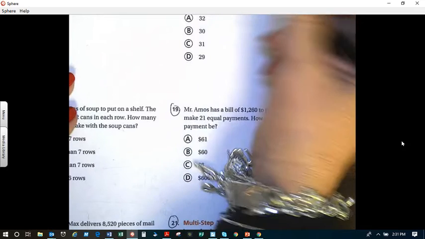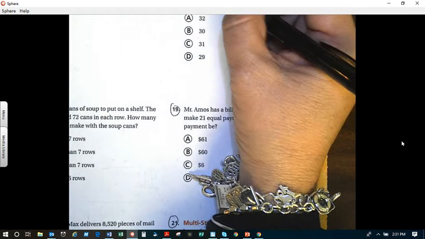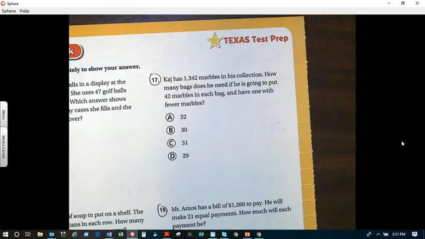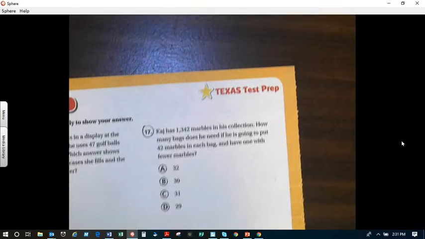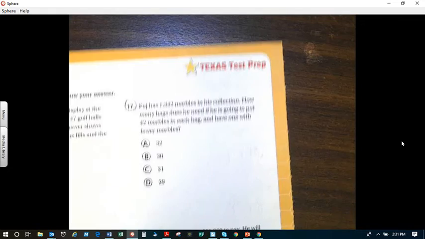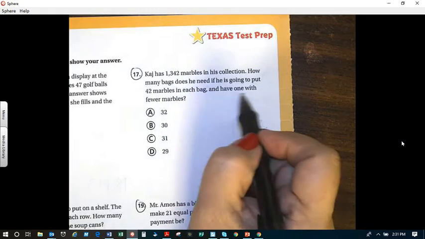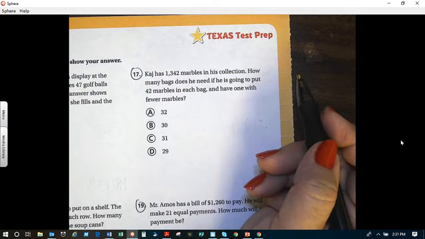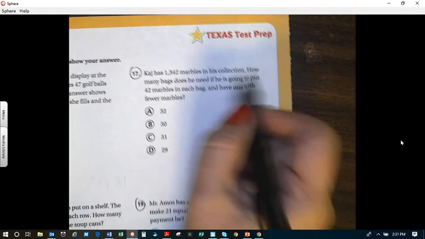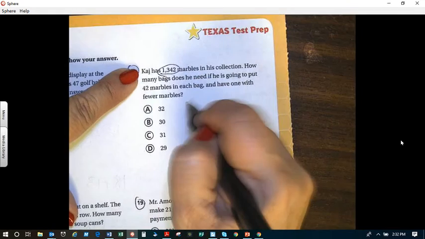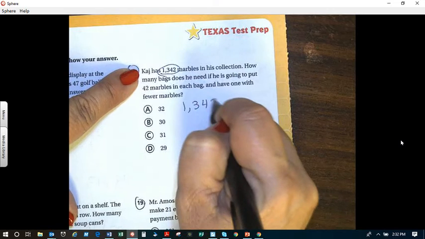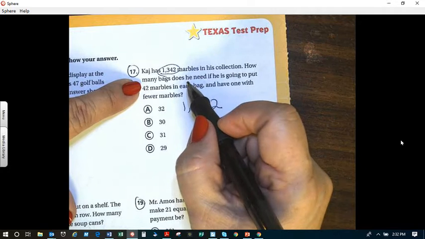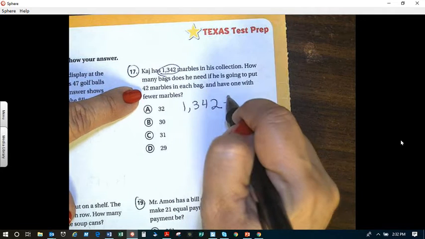So, Kai has 1,342 marbles in his collection. That's a lot of marbles. How many bags does he need if he's going to put 42 marbles in each bag and have one with fewer marbles? Okay, so what is he going to do? He has a total of 1,342 marbles. We need to know how many bags, how many groups he needs.